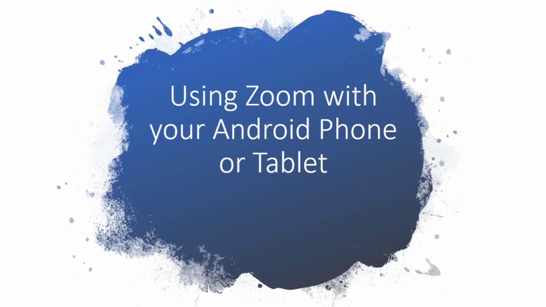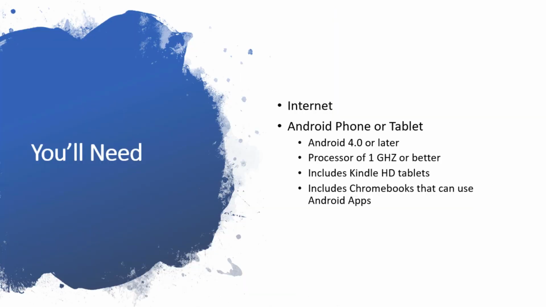This bite-sized video from Fairfax County Public Libraries looks at how to install Zoom teleconference software on your personal Android device. There are a few basic things you'll need to get started. First is a solid, stable internet connection. Second is your own Android phone or tablet.